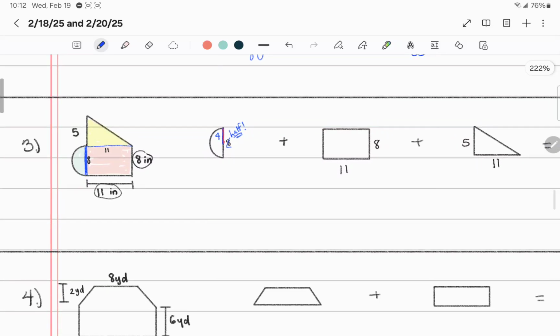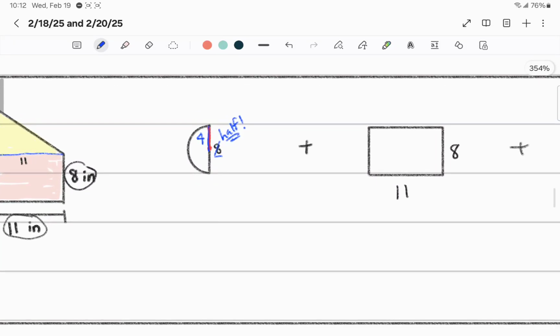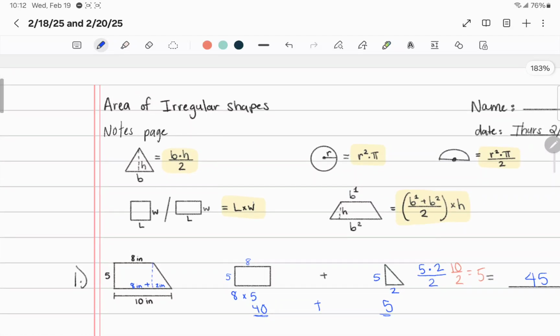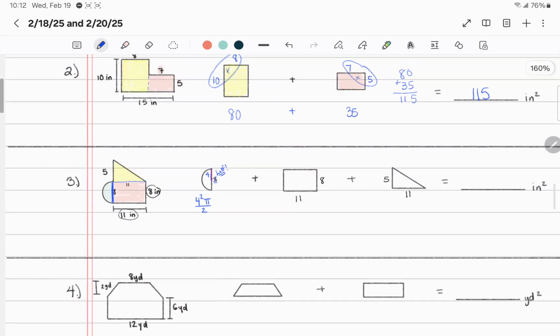Okay, so now we can piece together all of our formulas. You guys should have this at the top of your page. It's just that my thing is zoomed in. So our semicircle is 4 squared times pi over 2. Let me verify that real quick. That's the only one that I'm still, yeah. So r squared, pi over 2.